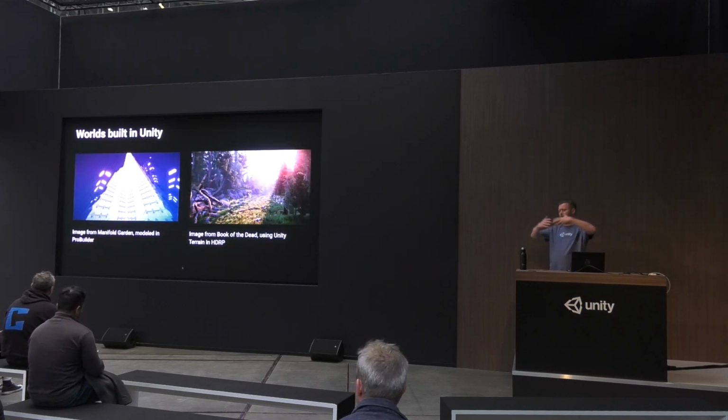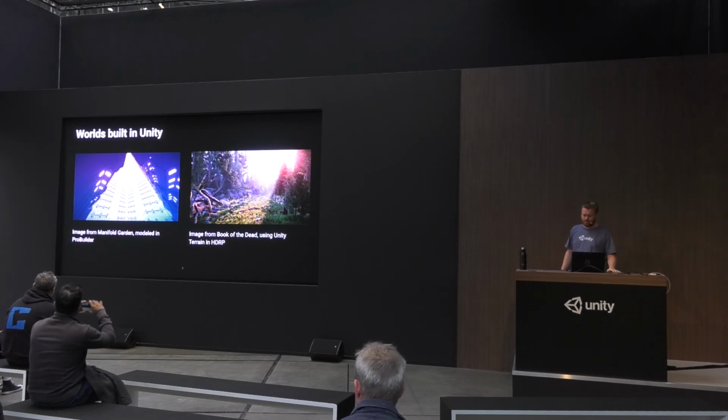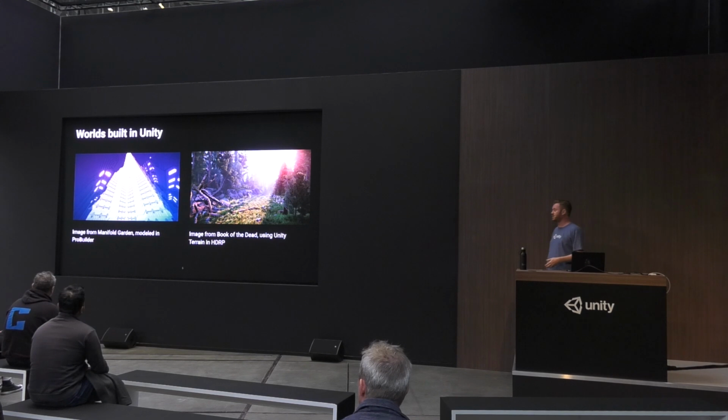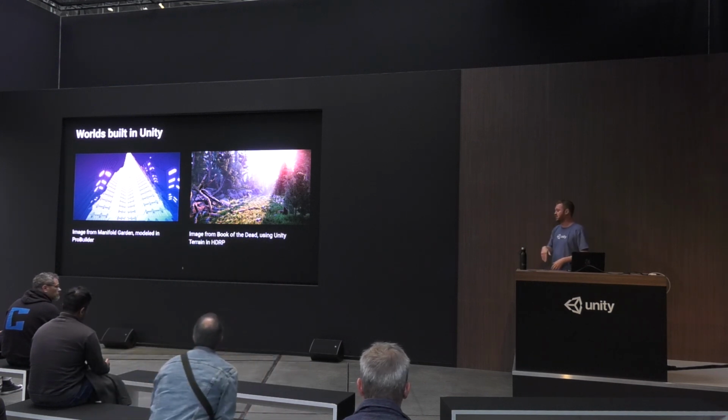So just to have an example of the breadth of content that people are making in the Unity editor, we have on one hand an image from Manifold Garden, which you may or may not know. Manifold Garden is an indie game which is made primarily by one person, William Cheer. He's got a few other people helping him to finish, but it's basically one guy. Really gorgeous, interesting game, and it's actually modeled entirely in the Unity editor in ProBuilder.